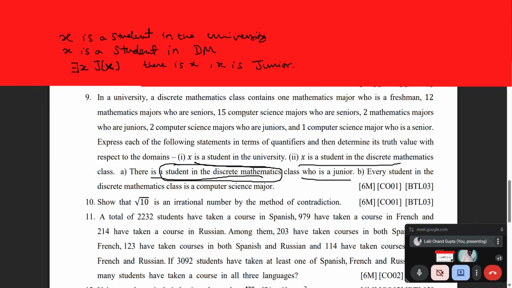So let's find: two mathematics majors, two computer science, one computer science, two computer who are juniors. So the discrete maths class contains one major science. Was present. All majors who are junior.